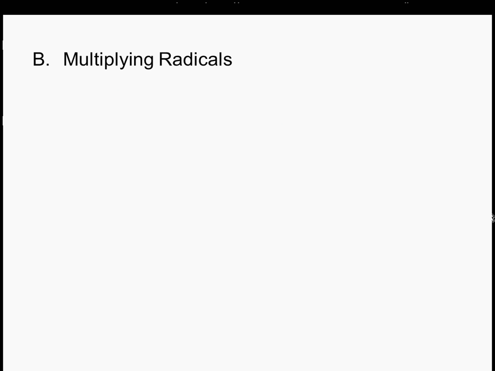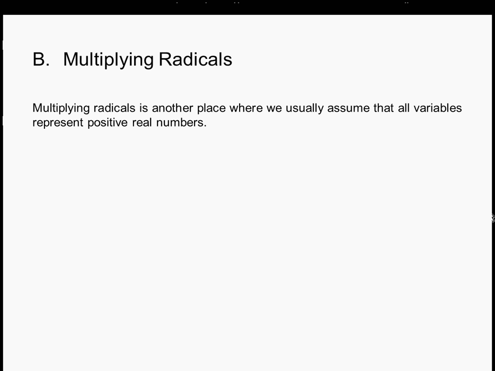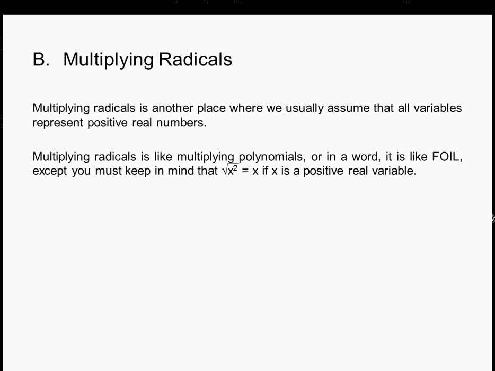Multiplying radicals. Multiplying radicals is another place where we usually assume that all variables represent positive real numbers. Again, it's just to make our life easier. Multiplying radicals is like multiplying polynomials, or in a word, it's FOIL. Except you have to keep in mind that the square root of x squared is equal to x if x is a positive real number. Remember, if you weren't told that it's not negative, you would need absolute values. So that's a slight thing you have to worry about. It's like FOIL with a little extra work.